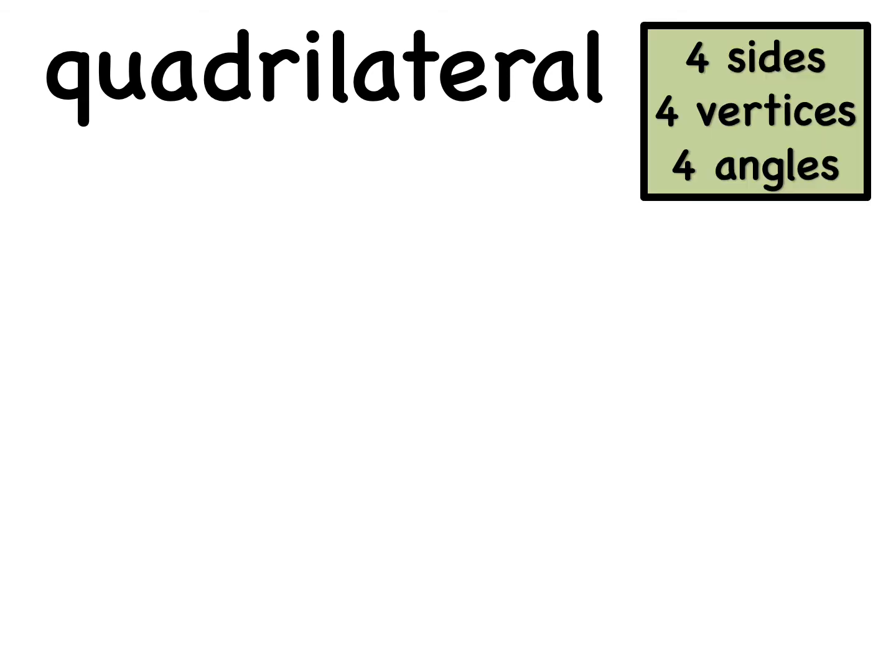Here's our next word, boys and girls. This one is very long. It's called a quadrilateral. I don't know if you know this word or not, but I'm going to give you some hints. A quadrilateral has 4 sides, it has 4 vertices, and it has 4 angles. Can you draw a quadrilateral?